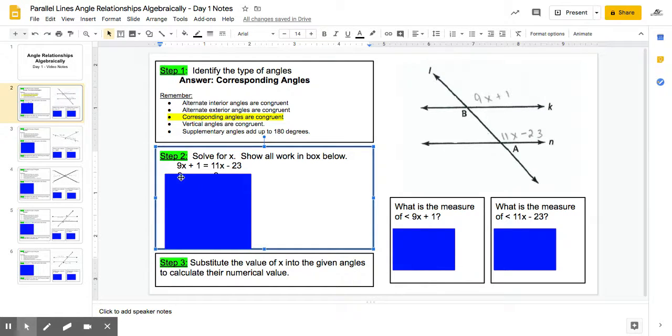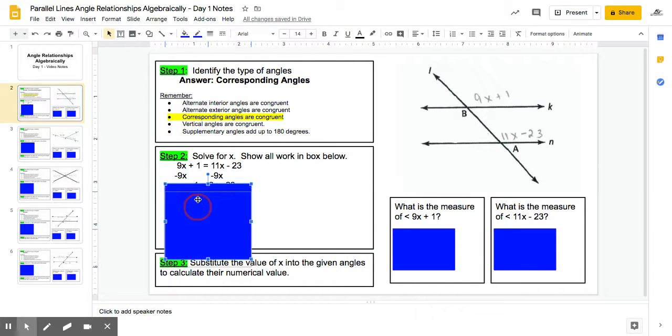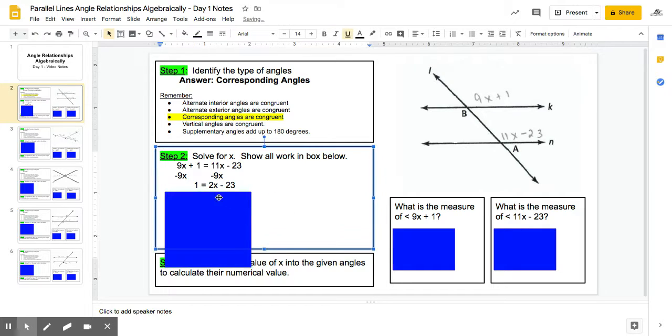So what I'm going to do is move this 9x over to this side. How I'm going to do that is I'm simply going to subtract 9x from both sides of my equation. Remember, what we do to one side of the equation, we must also do to the other. So I subtract 9x on both sides. When I do that, these 9x's are going to cancel out. I bring down the 1. I bring down the equal sign.